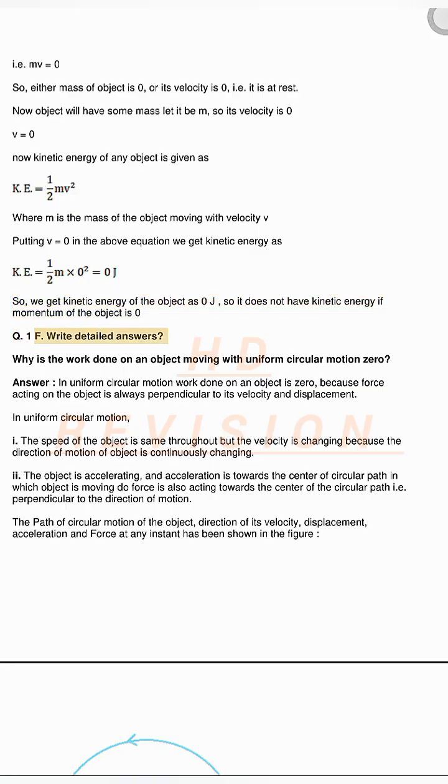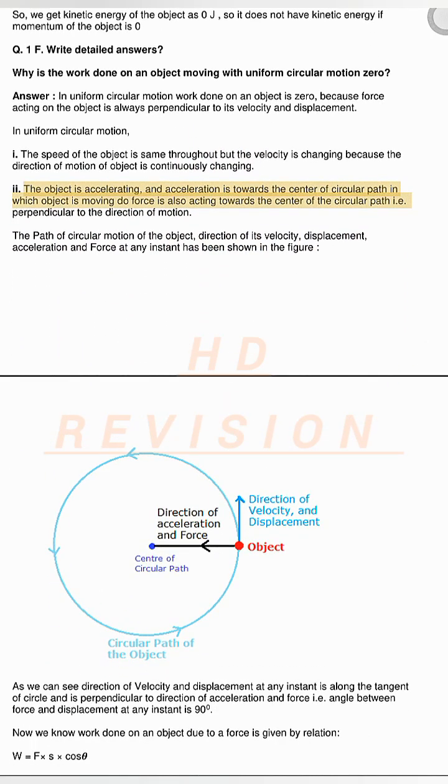Q1f. Write detailed answers. Why is the work done on an object moving with uniform circular motion 0? Answer. In uniform circular motion work done on an object is 0, because the force acting on the object is always perpendicular to its velocity and displacement. In uniform circular motion, the speed of the object is the same throughout but the velocity is changing because the direction of motion of the object is continuously changing. The object is accelerating, and acceleration is towards the center of the circular path in which the object is moving. Due to this, the force is also acting towards the center of the circular path, i.e. perpendicular to the direction of motion.